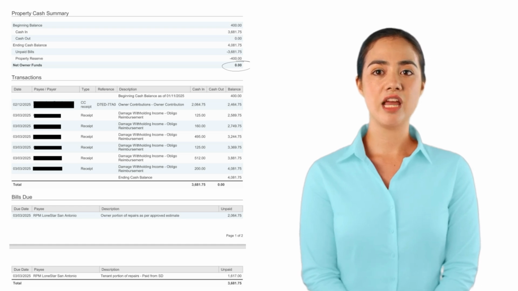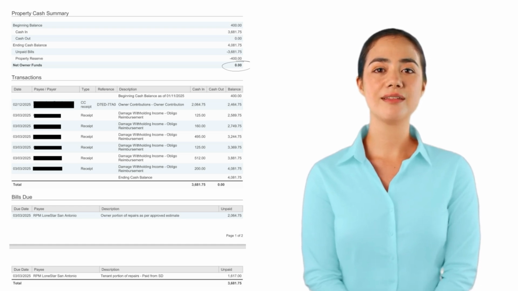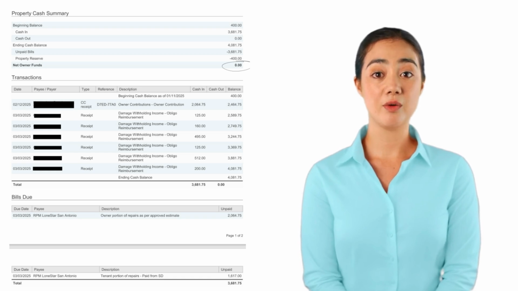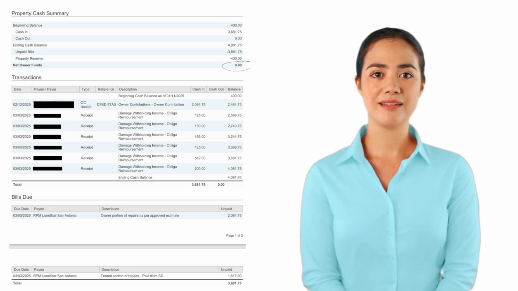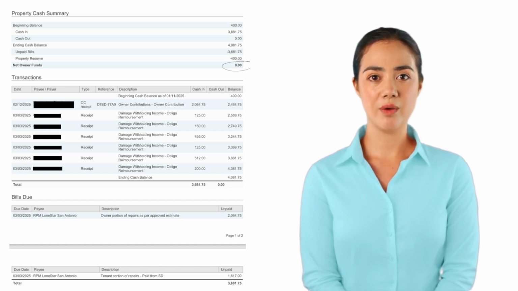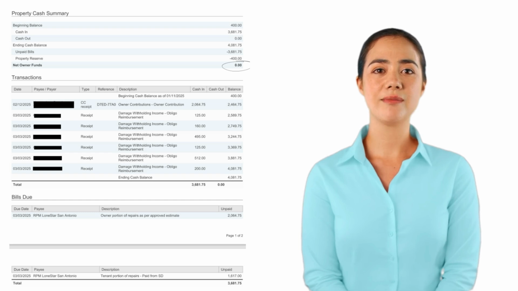Now let's look at an owner statement after a resident moved out. The beginning cash balance was $400, equal to this property's reserve. Since the resident moved out, there was no rent coming in. We inspected the home and provided the owner an estimate of the make-ready repairs, split into the owner's portion of the repairs, usually for regular wear and tear repairs, and the tenant portion of the repairs, usually for damages.